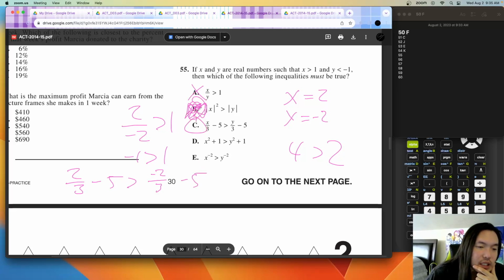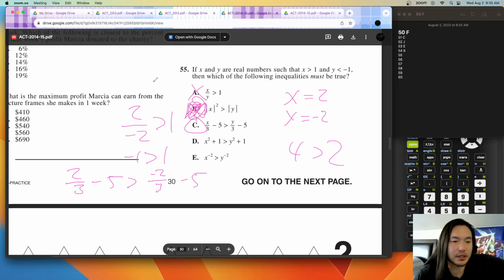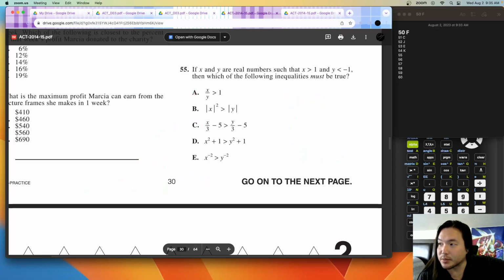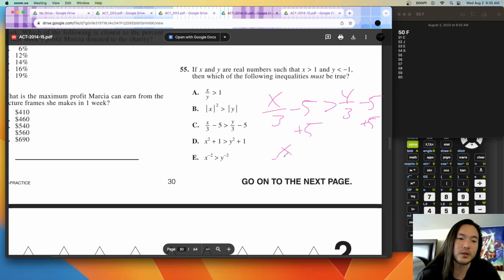Yeah, the correct answer is C. Let me make sure. I'm pretty sure the correct answer is C here. Let me see if I can prove it algebraically. So if we have x over 3 minus 5 is greater than y over 3 minus 5, I can add 5 to both sides, right? To get x over 3 is greater than y over 3. And then here I can multiply both sides by 3.